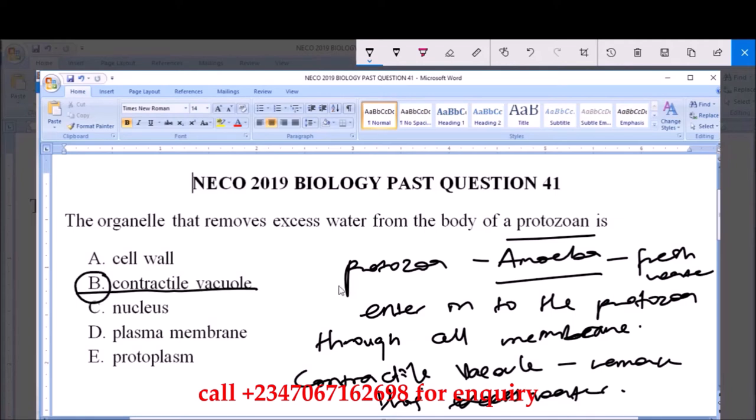And this is because they are mostly found in fresh water. And because the contents of this amoeba are hypotonic, fresh water tends to move into the cells. And to prevent excess water in the cells or the body of this amoeba, the contractile vacuole, which is the excretory organ of the protozoa, tends to remove this excess water into the exterior, that is, into the environment. So contractile vacuole is the organelle that removes excess water from the body of a protozoan, and that is option B.